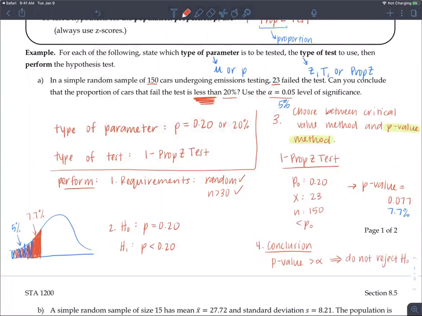And then the last step would be an interpretation, but I'm kind of running out of room. The interpretation here would be there is not sufficient evidence to support the fact that the proportion of cars that fail the test is less than 20%.